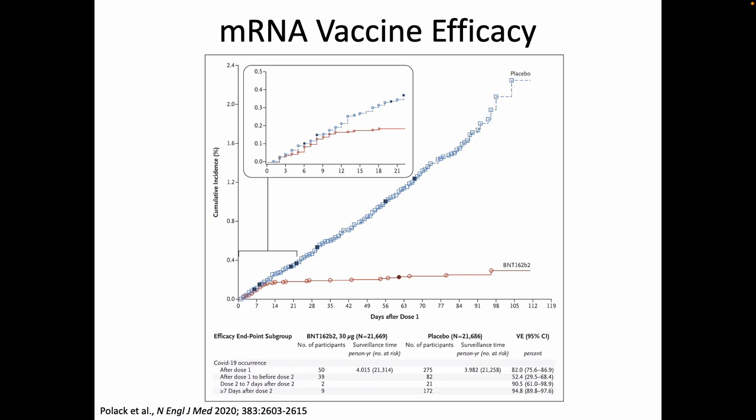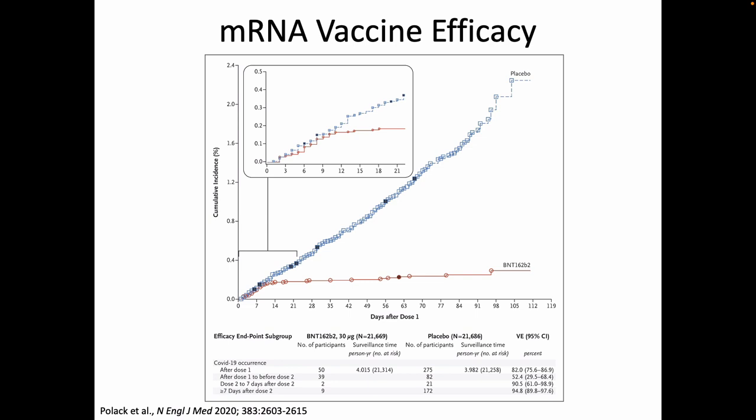So here you can actually see people who got placebo in blue, people who got the vaccine in red. And this is looking at days after their first dose and whether or not they got COVID. And they actually have a very specific definition of what they call getting COVID. You had to have two symptoms. And you can also see a blow up of just these first few days up there, so you can see it in more detail. And so this is actually what that looks like.